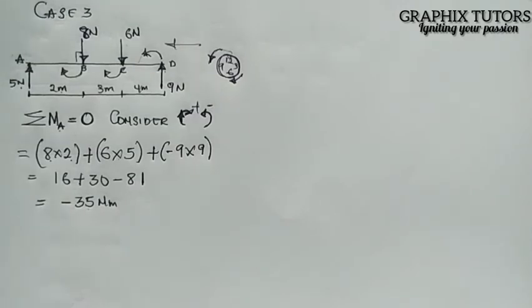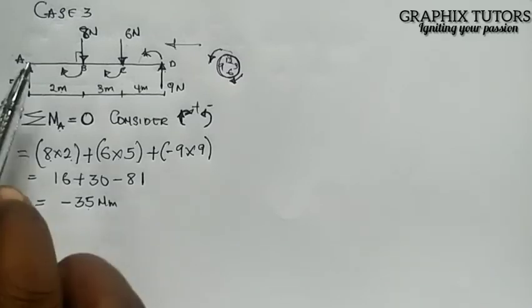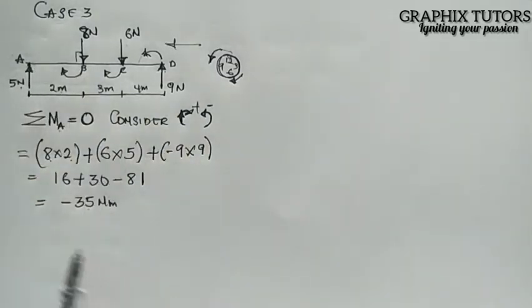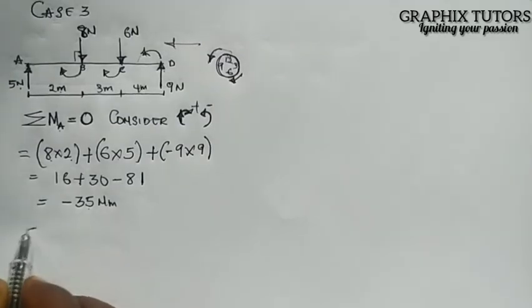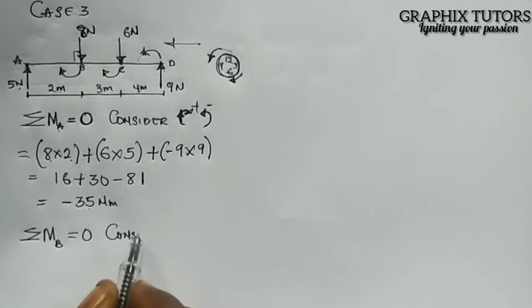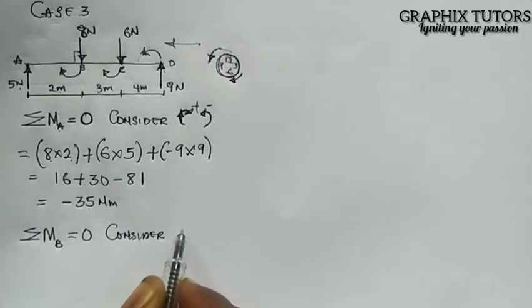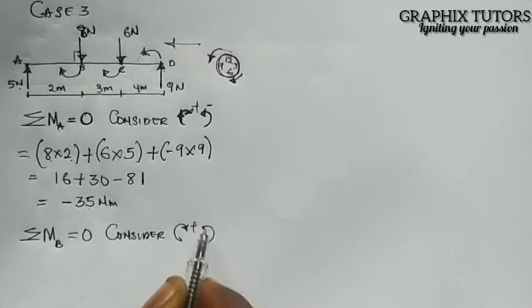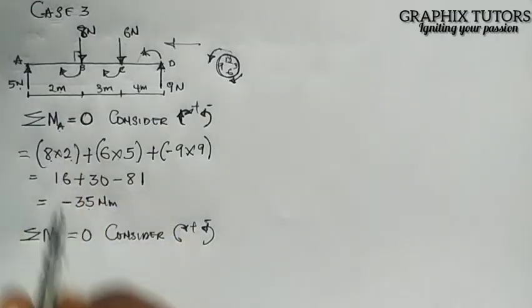But you're only allowed to calculate moment at one point. But for simplicity's sake and for better understanding, let's consider moment for every point. Now the next thing, let's check the moment at point B, which equals zero. I consider clockwise moment to be positive and anti-clockwise moment to be negative, right?